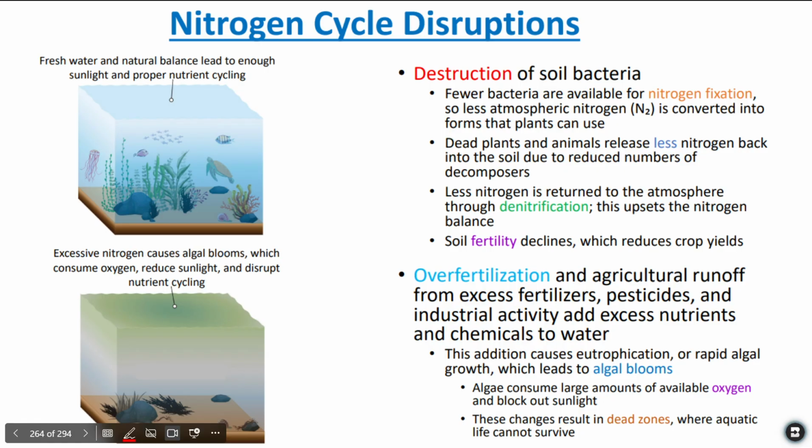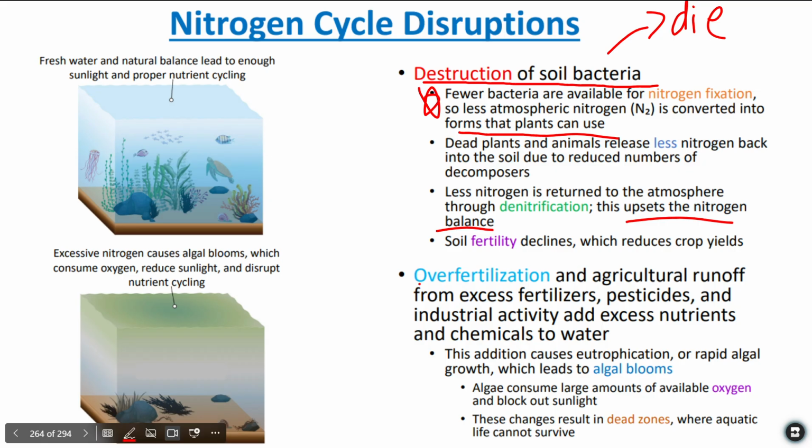So one big effect to the nitrogen cycle, one major change, is the destruction of soil bacteria. So this is if soil bacteria die. Bacteria are one of the most important parts of the nitrogen cycle. So if fewer bacteria are available to help fix nitrogen, change nitrogen to usable forms, then that means that plants are not going to have the nitrogen to grow. Less nitrogen is going to be returned to the atmosphere, and this is going to upset the balance.